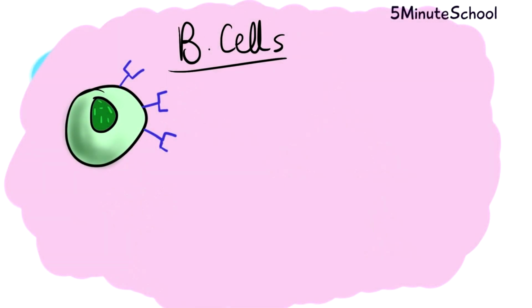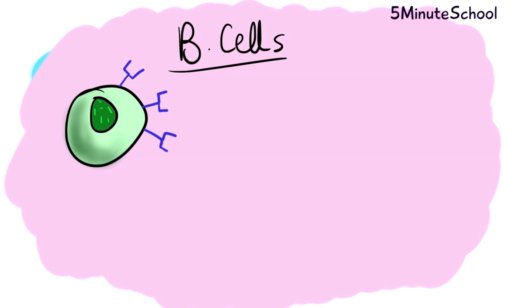Let's talk about B cells first. The main function of B cells is the recognition of antigens. After being made in the bone marrow, they travel via the bloodstream to organs like the spleen, or they're located in lymph nodes, and this is usually where they're concentrated in the body.